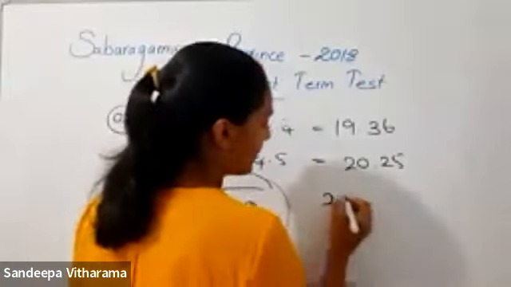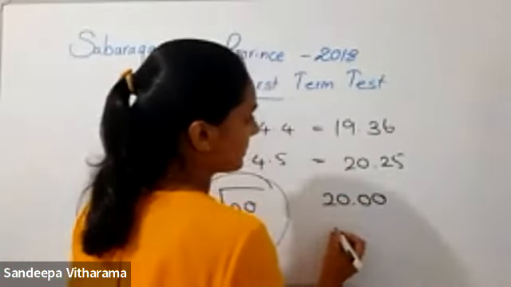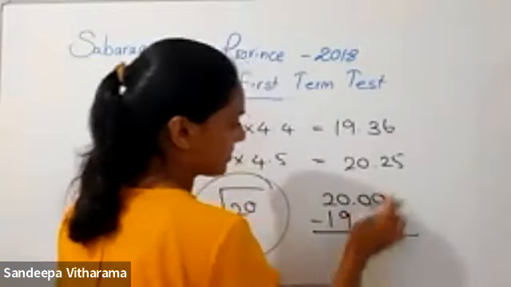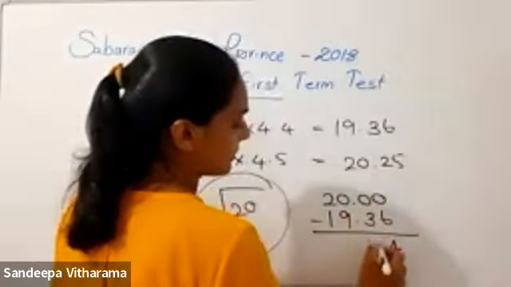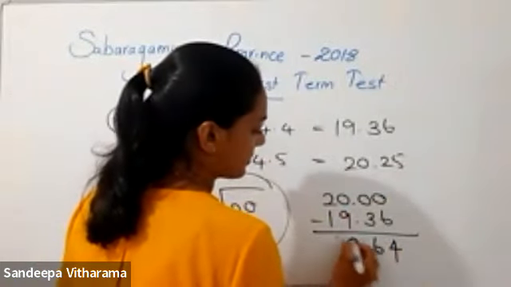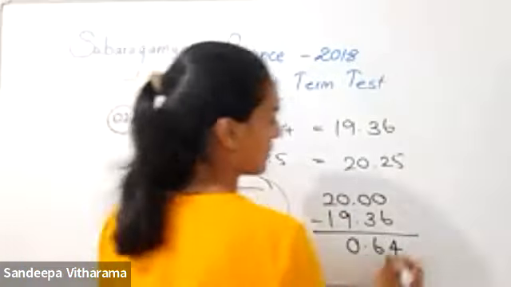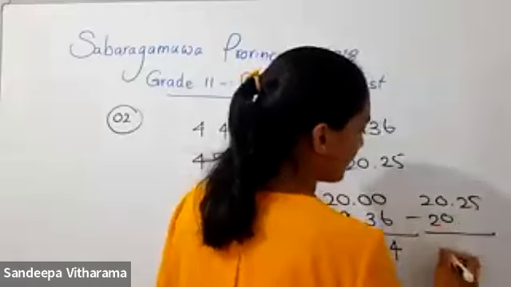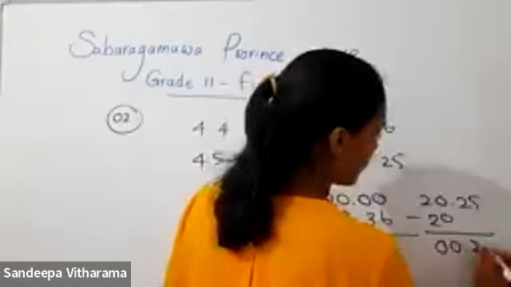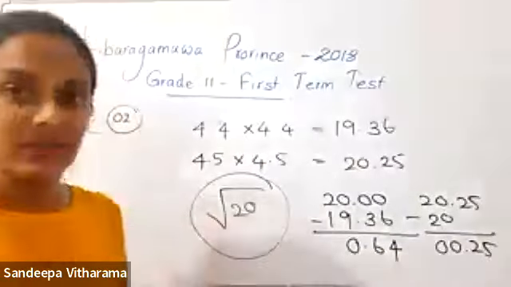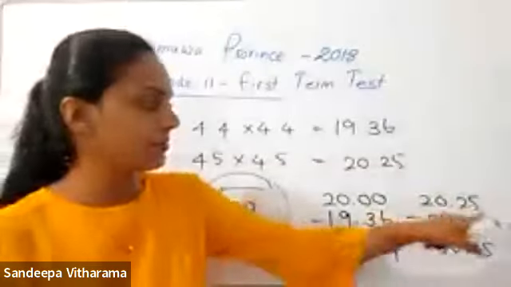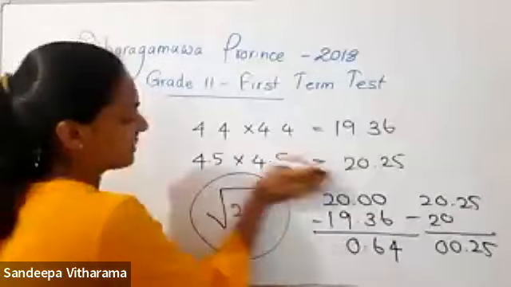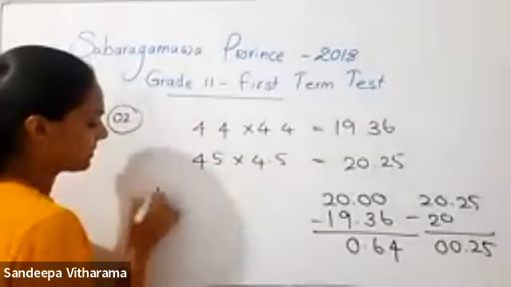Let's see. You can subtract 19.36 from 20. Then you get 0.64. Then 20.25 subtract 20. Then you can get the answer as 0.25. Then what is the closest value? It is 20.25. That means the square root of 20 should be equal to what?